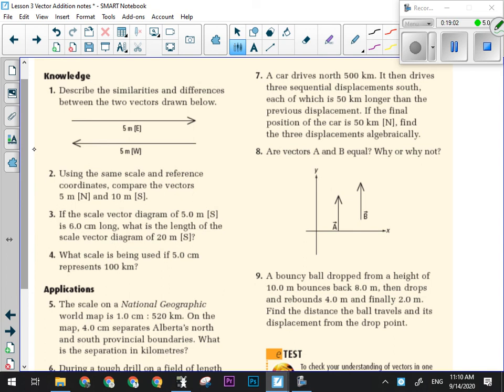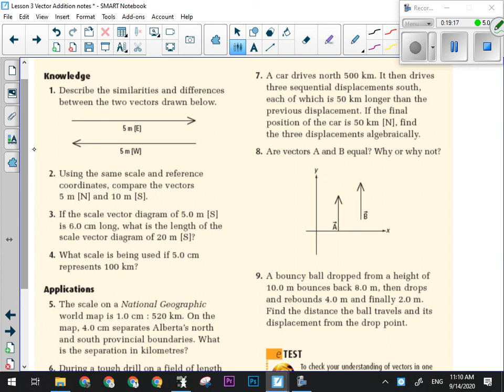Number 7 is a think outside the box kind of a question. I want you guys to see if you can figure it out. Drawing the diagram is important, but there's a little bit of a math trick involved with it. I'm going to give you guys a few minutes on that one.